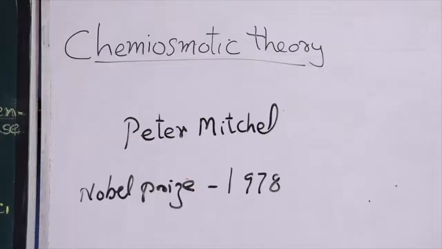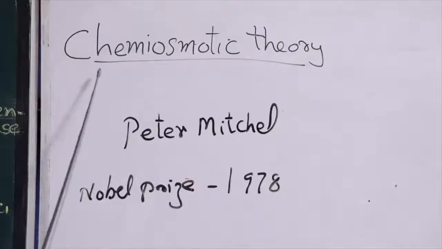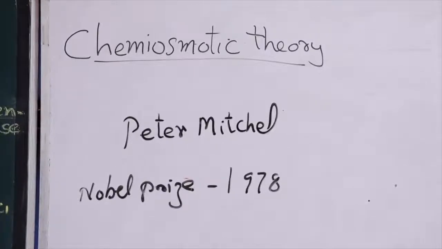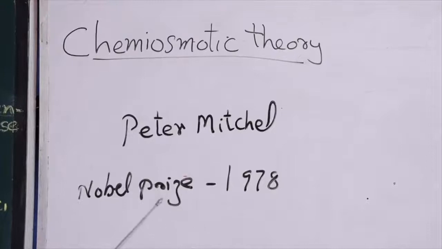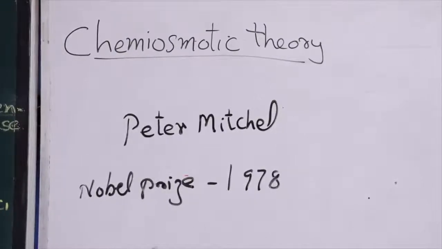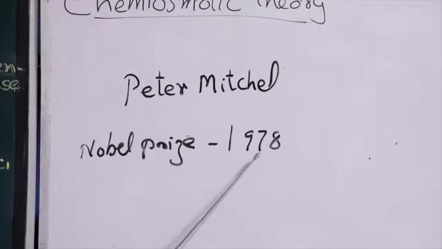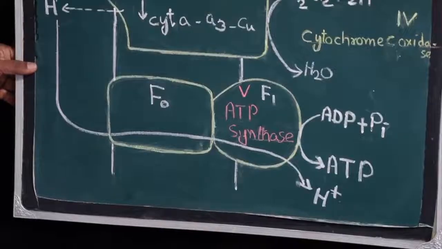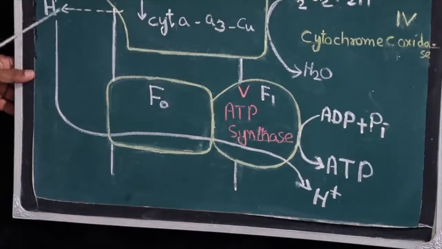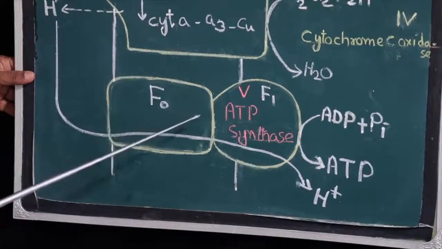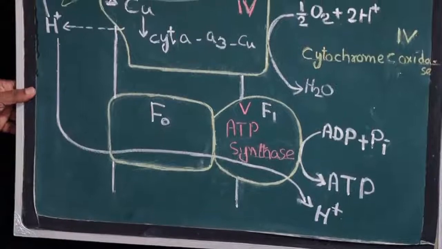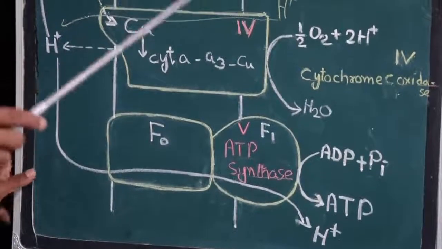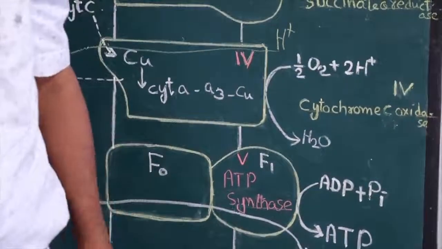Okay. Next is, what is chemiosmotic theory? It is very important for questions. It was proposed by Peter Mitchell, and he was awarded the Nobel Prize in 1978. See, movement of these protons through this F0 F1 complex is chemiosmosis, and the ATP production by this chemiosmosis is known as chemiosmotic theory. Okay.